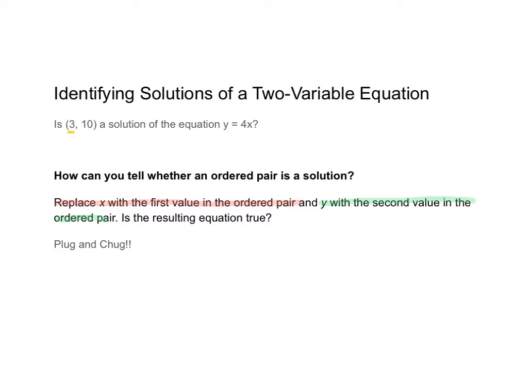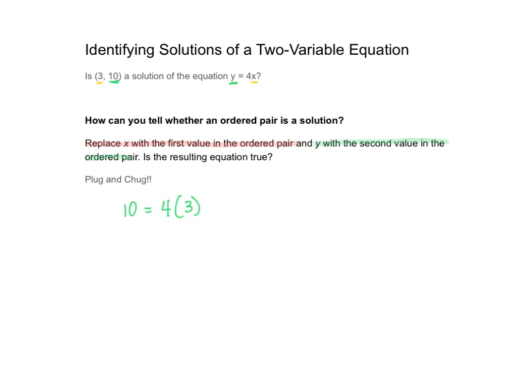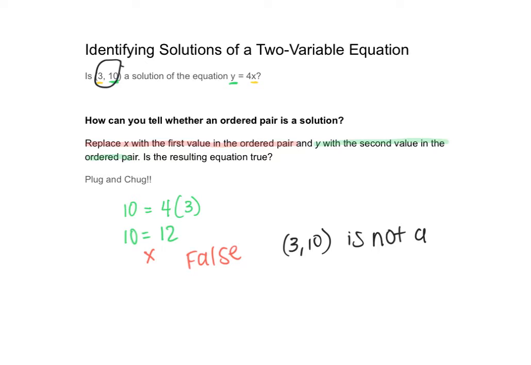So let's take 3, and we're going to plug that in for x, and we're going to take 10 and plug that in for y, okay? So we get 10 equals 4 times 3. Now 4 times 3 is 12. Is this statement true? It is not. False. So what we can say is originally our (3, 10) is not a solution.